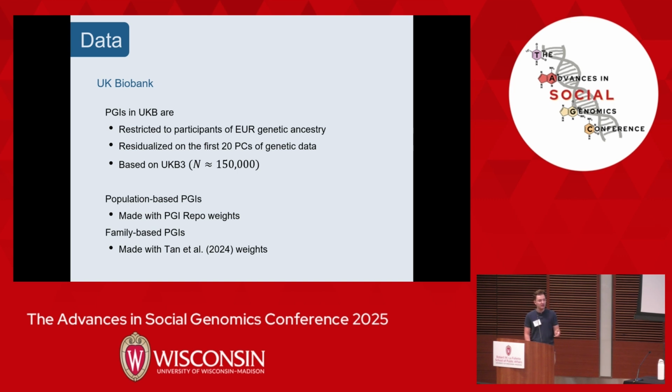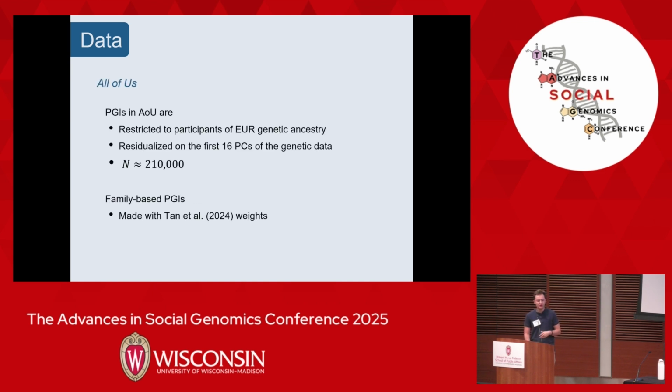For UK Biobank, we use data from partition 3, which has a sample size of 150,000. And here we apply both family-based and population-based PGIs. Population-based PGIs are made with PGI repo weights, and family-based PGIs are made with Tan et al. weights. Similar story with All of Us, however, our sample size is larger here with 210,000 participants.